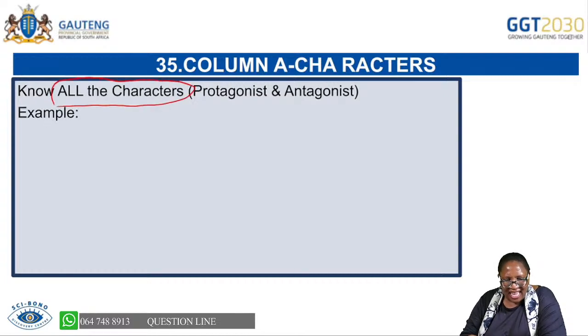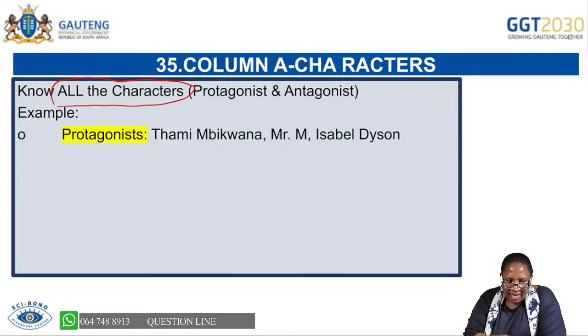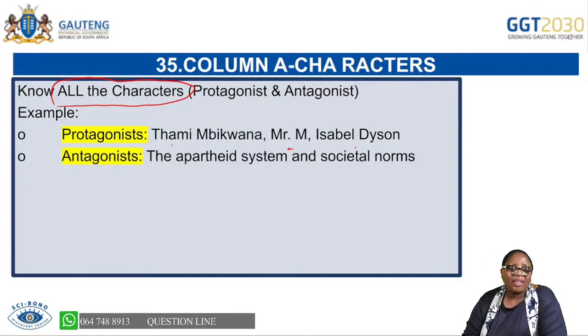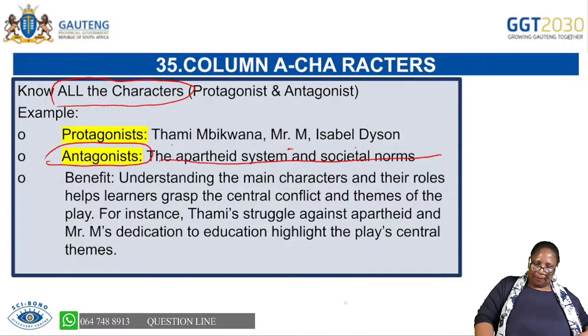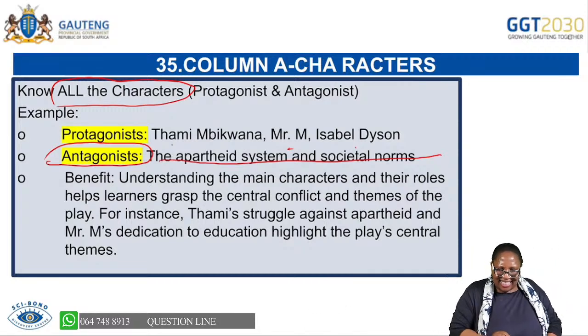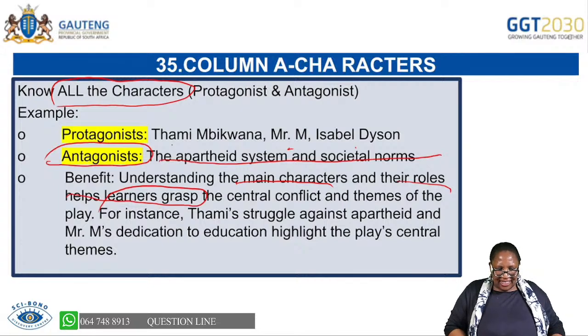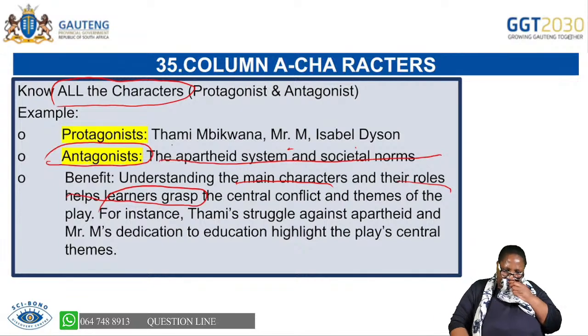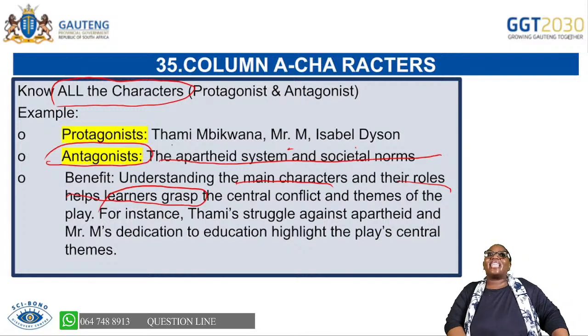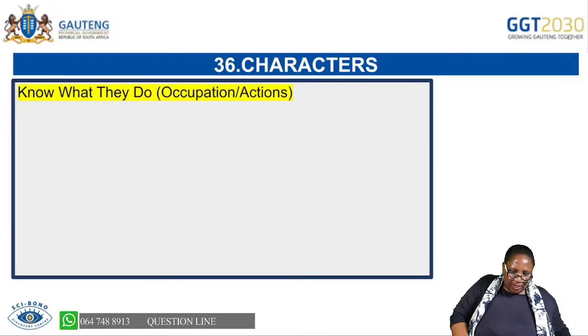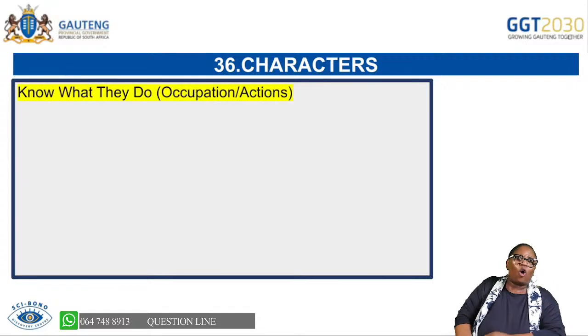Protagonists as well as antagonists. Tammy Mbikwana, Mr. M, Isabel Dyson, those are our protagonists. The antagonist that is against us all is what? The apartheid system as well as the societal norms. If you know that, you understand the main characters and their roles, which helps learners grasp the central conflict and themes of the play. For instance, Tammy's struggle against apartheid and Mr. M's dedication to education.